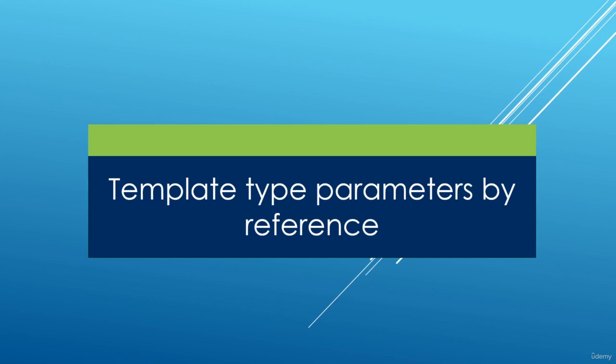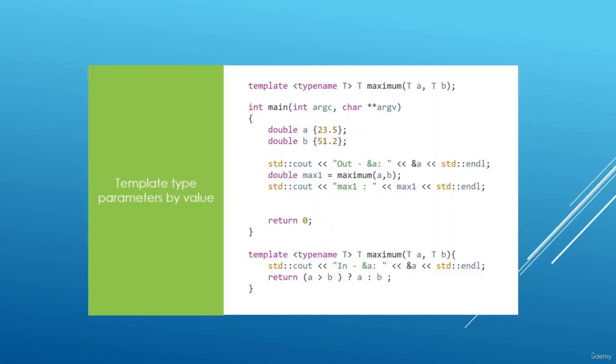In this lecture, we're going to show you that you can pass your template type parameters by reference. And we're going to look at a simple example to really drive this home. What we have seen so far is that we can do things like this and specify our T like this. And this is going to generate a template instance that passes arguments by value.